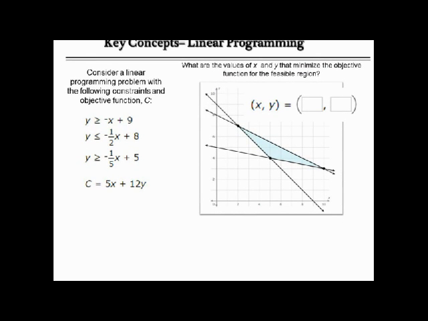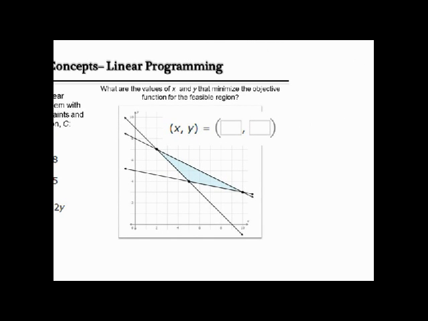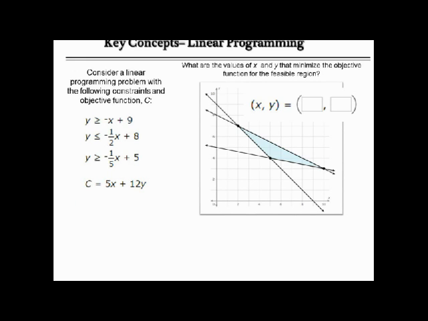So I'm going to look at my points, and my first point is this one, when x is 2 and y is 7. So I have 2 and 7. So I have 10 plus 84, that's 94.